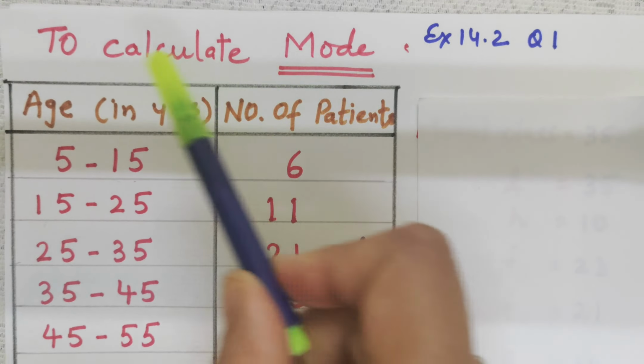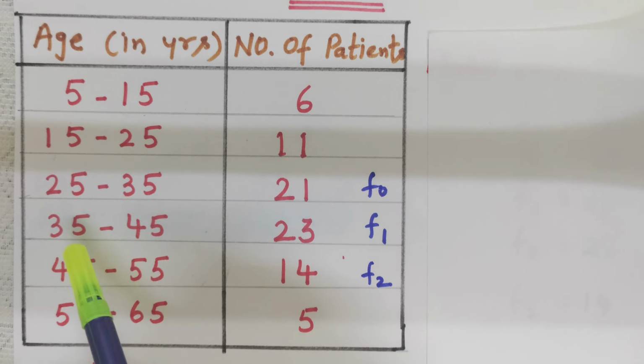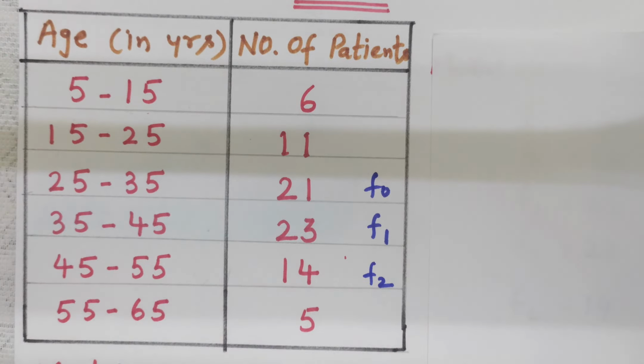Here we are calculating the mode of the grouped data. Age in years and number of patients. You can see two columns are there. The information is presented in tabular form. 5 to 15, 6 patients; 15 to 25, 11 patients; 25 to 35, 21 patients; 35 to 45, 23 patients; 45 to 55, 14 patients; and 55 to 65, 5 patients are admitted in the hospital.